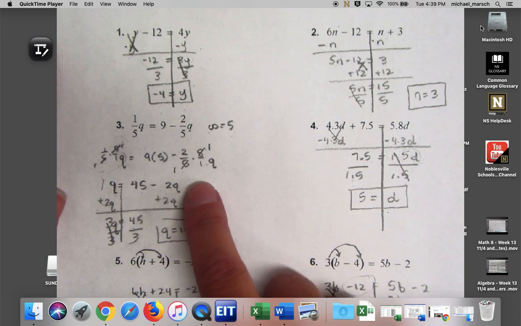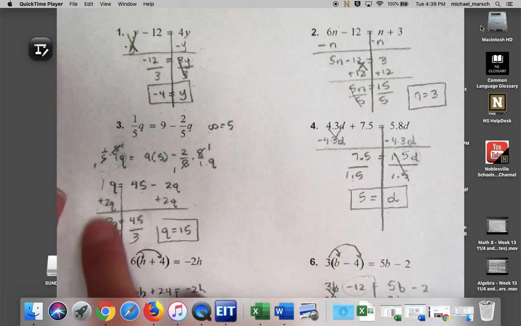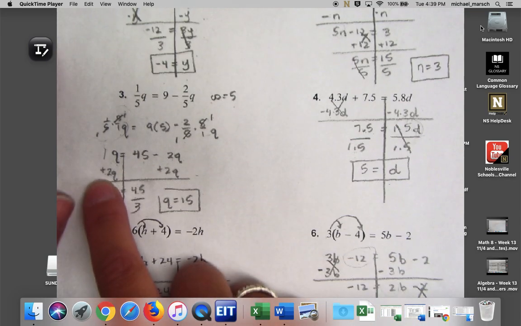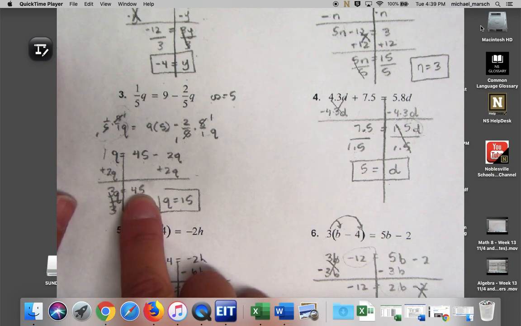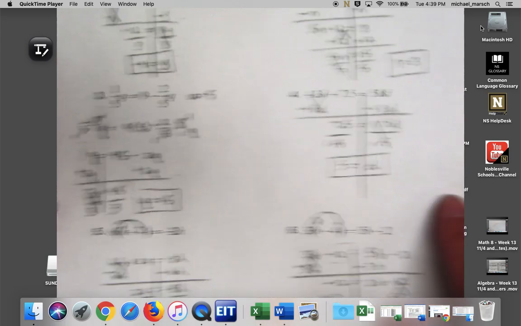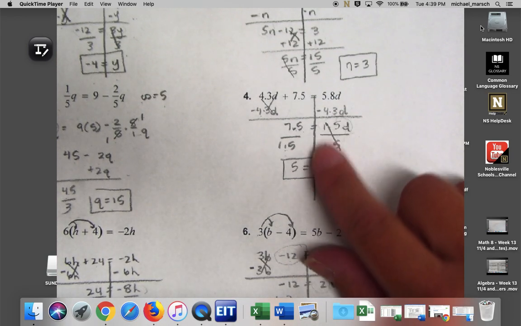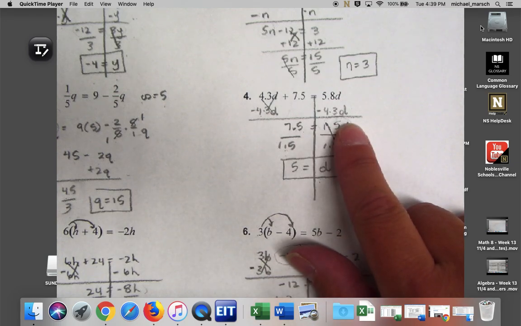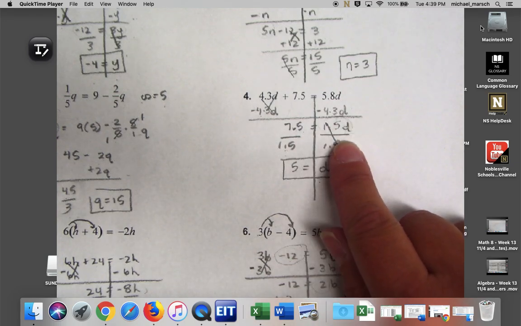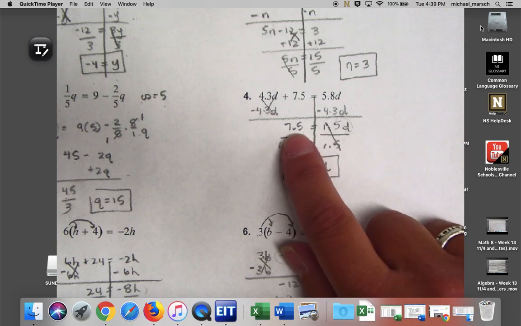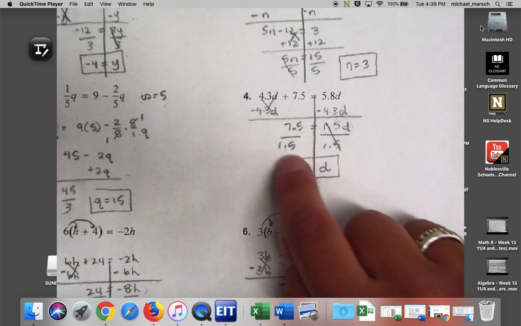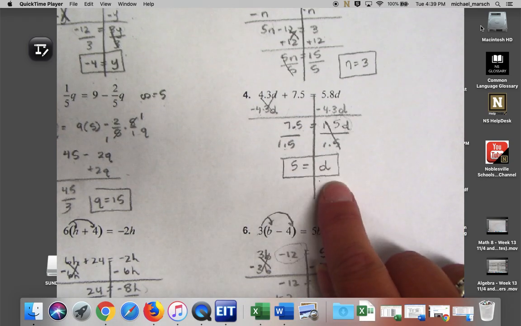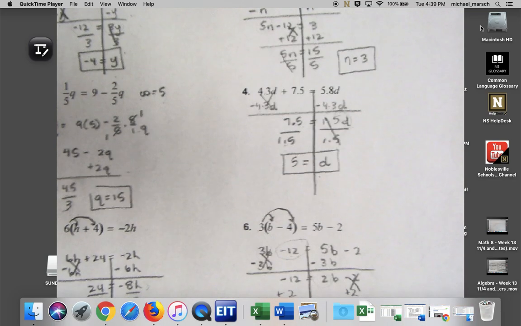And then I have to rearrange and get these variables over here. So I use my inverse operations, and I got 3q equals 45. And then, of course, divide by 3, you get 15. And then for number 4, I just have decimals, but I do the same process. I subtract the 4.3d from both sides. I'm left with 1.5d equals 7.5. Use inverse operations to divide by 1.5, and I get d equals 5.